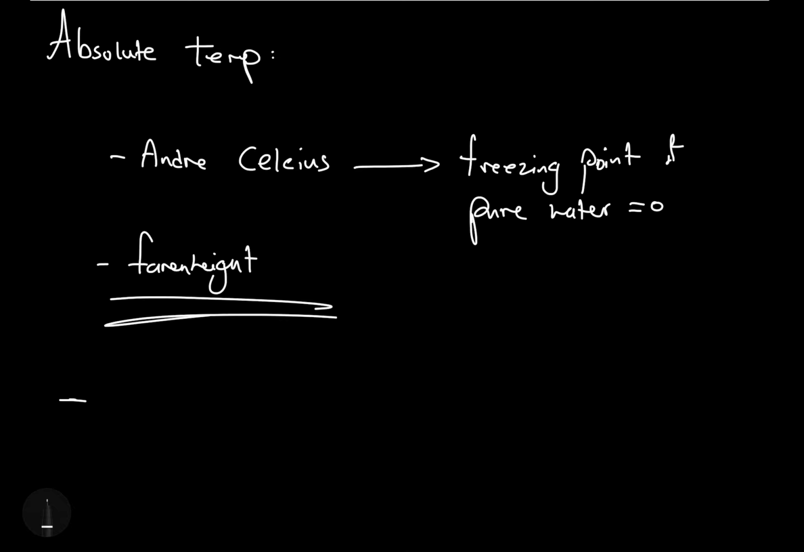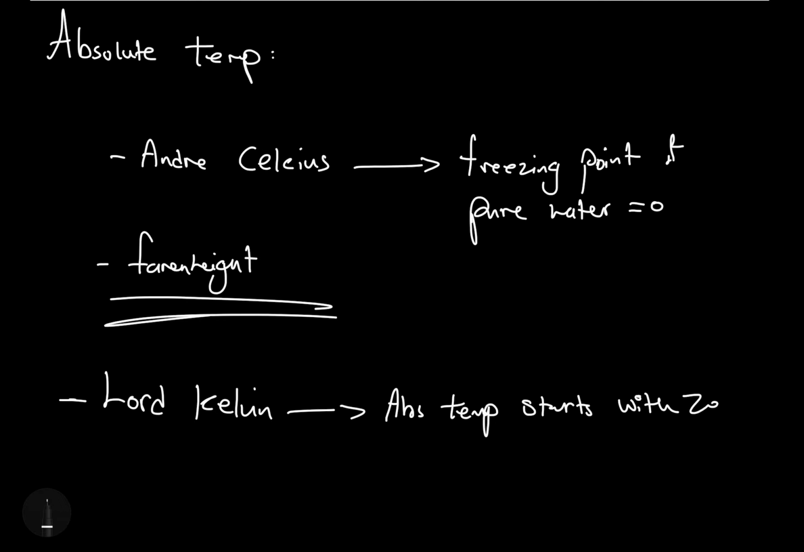And then the man we mainly use in scientific papers, who actually talks about the absolute temperature, goes by the name of Lord Kelvin. He's got such a majestic name, and he basically says that absolute temperature is the temperature which starts with 0 at the absolute 0.